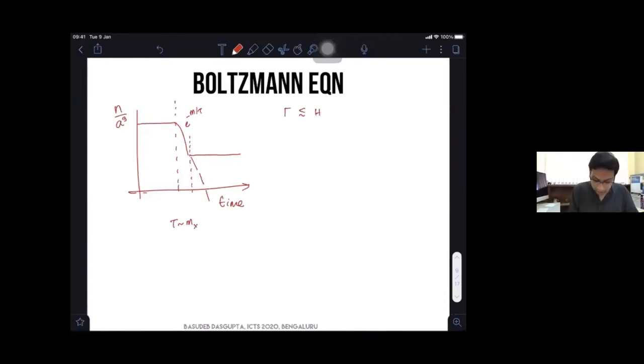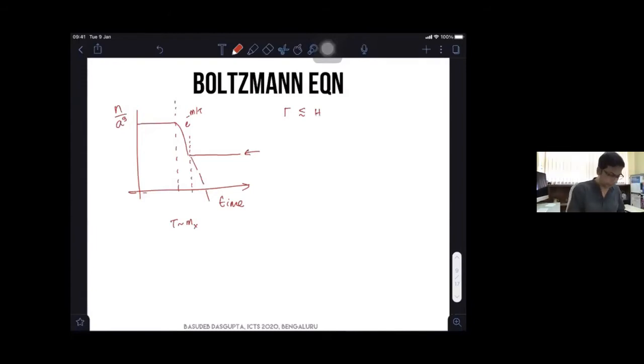So one way to therefore compute the relic density of dark matter would be to say that, well, dark matter followed the equilibrium curve until the point that gamma became equal to H, and after that, whatever the density was there, that is the thing that leads to the relic density of dark matter.